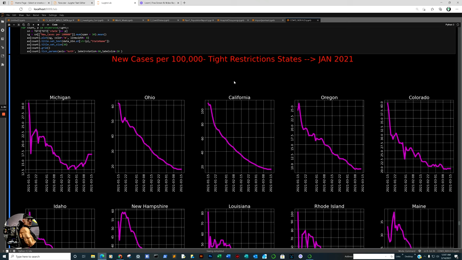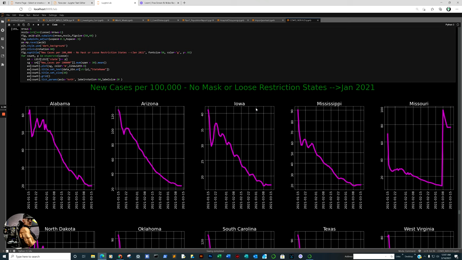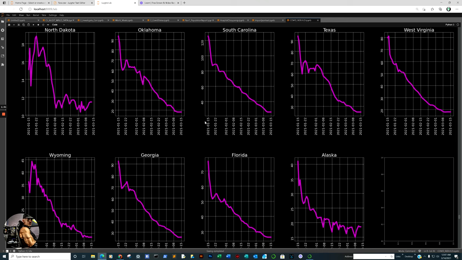So, for example, we're going to compare the new cases per 100,000 in tight restriction states as of January 2021 to new cases per 100,000 in states which have no mask mandates, or loose restriction states, or are going to become loose restriction states or no mask states as of January 2021. So what I did is I redid the graphs and charts so they have a better appeal on video. But to proceed, let's get right into the research as we begin.